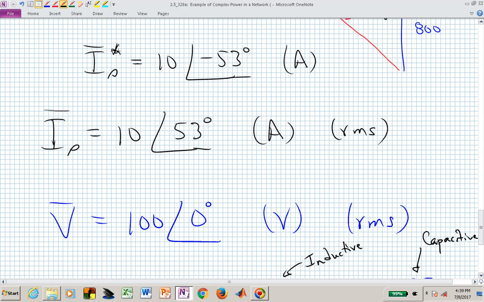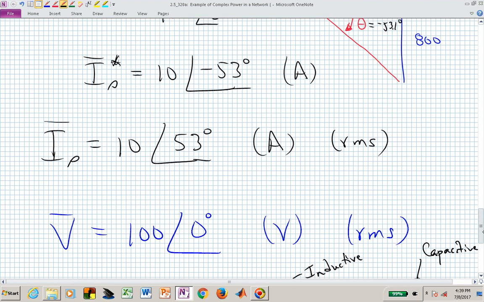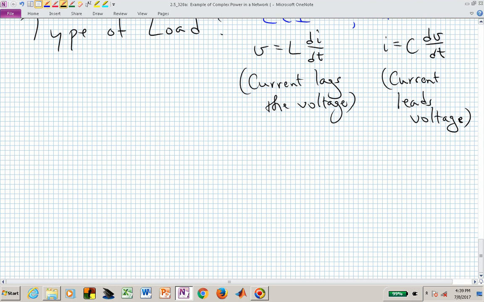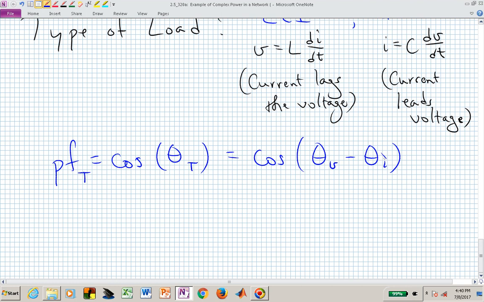can we use that to determine what kind of a load we have in this situation in aggregate, with a voltage that has an angle of 0 and a current that has an angle of 53? So now we can look at the power factor of our total load, and that's now the cosine of theta total, the cosine of the angular difference between the voltage and the current.